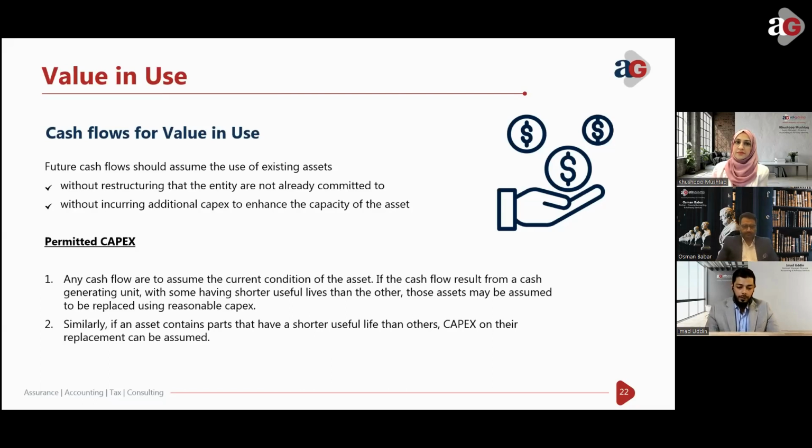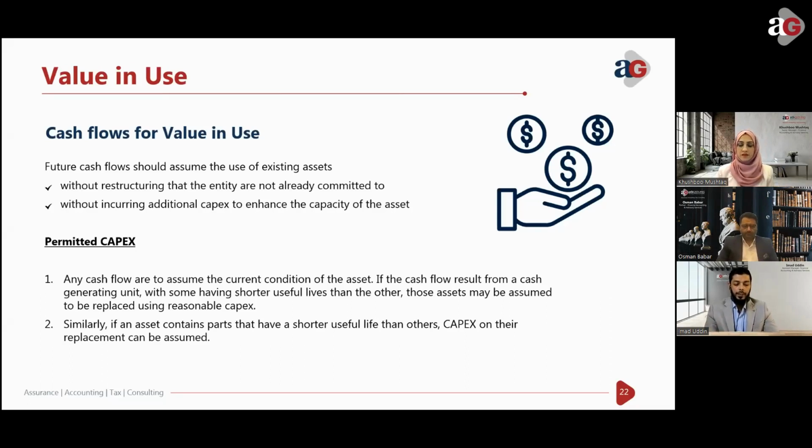If the cash flow results from a cash generating unit with some assets having shorter useful life than the others, those assets may be assumed to be replaced. So for example, if there are 10 assets in your CGU and 3 of them have a useful life of 2.5 years, then you can assume to replace them 4 times because that is required for the continuation of the CGU. So that way, the CGU might continue on a rolling basis.